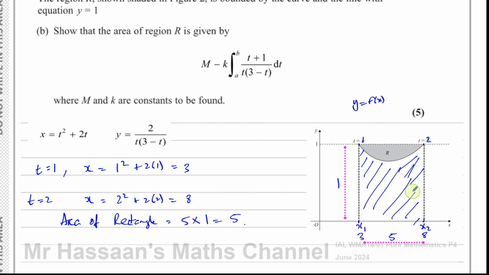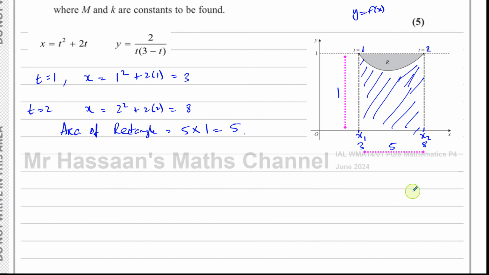Now we want to find the area under the curve. Okay, so the area under the curve, which is not the same as R, but if I find that and I do 5 minus that, it will give me the answer. How do I find the area under the curve? Well, I've got to integrate between the limits of 3 and 5, okay, of y dx. If I integrate y with respect to x between the limits of 3 and 5, I'll get the area.